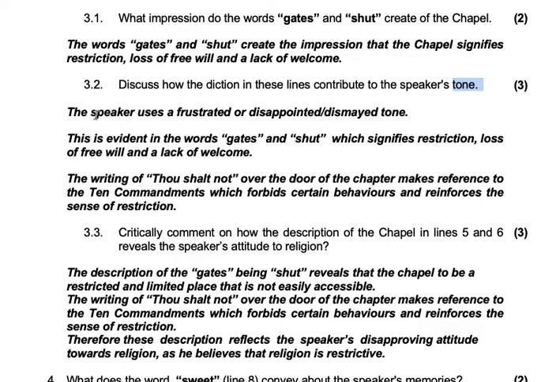So let's start with tone, or you can do it the other way around, right? You can start with diction. The speaker uses a frustrated, disappointed, or dismayed tone, right? How do we know that the speaker is disappointed, for example, or frustrated or dismayed, right? You need to prove it, and you need to prove that with diction. So you're going to quote words like here and here, right? And you're going to explain those quotes.